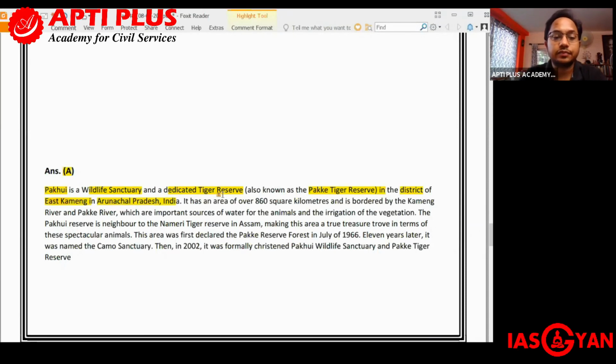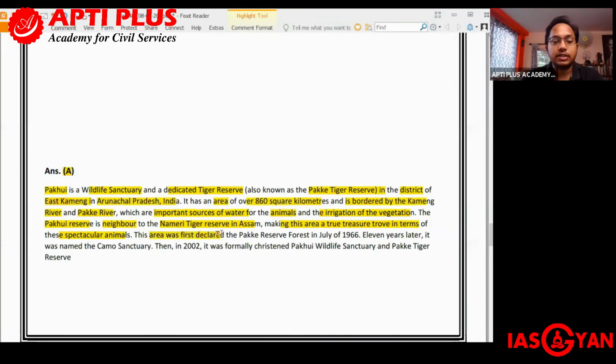It has an area of over 860 square kilometers, and it is bordered by the Kameng River and the Pakke River, which are important sources of water for the animals and the irrigation of the vegetation. The Pakui Reserve is a neighbor to the Nameri Tiger Reserve in Assam, making this area a true treasure trove in terms of these spectacular animals. It is lying adjoining to the Nameri Tiger Reserve in Assam.